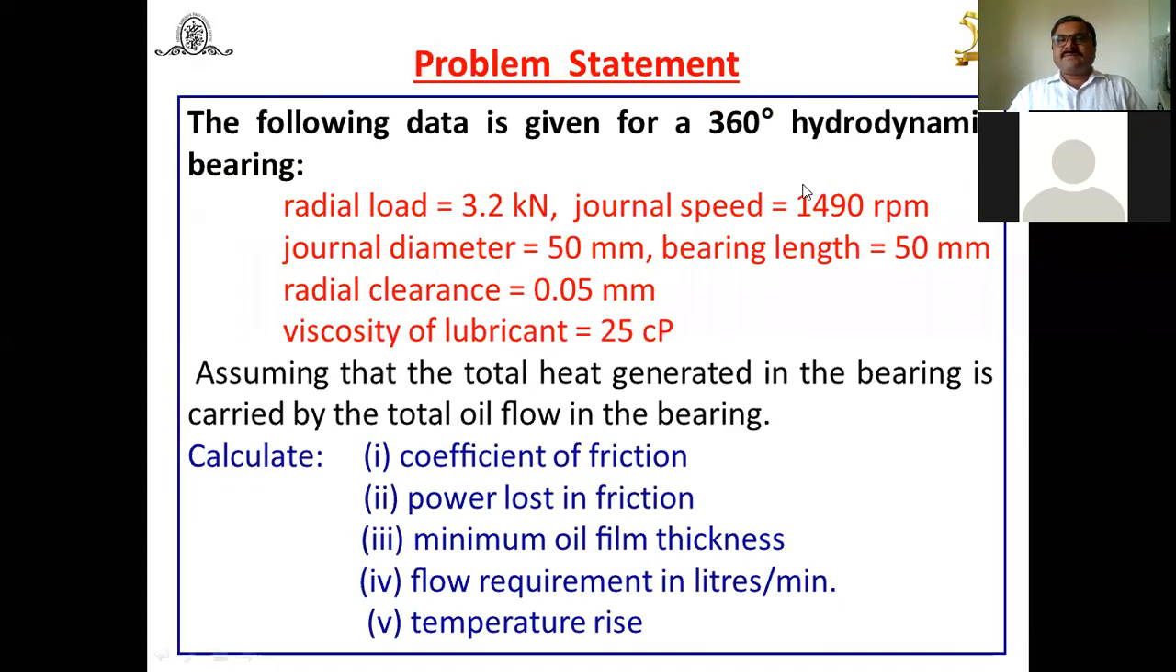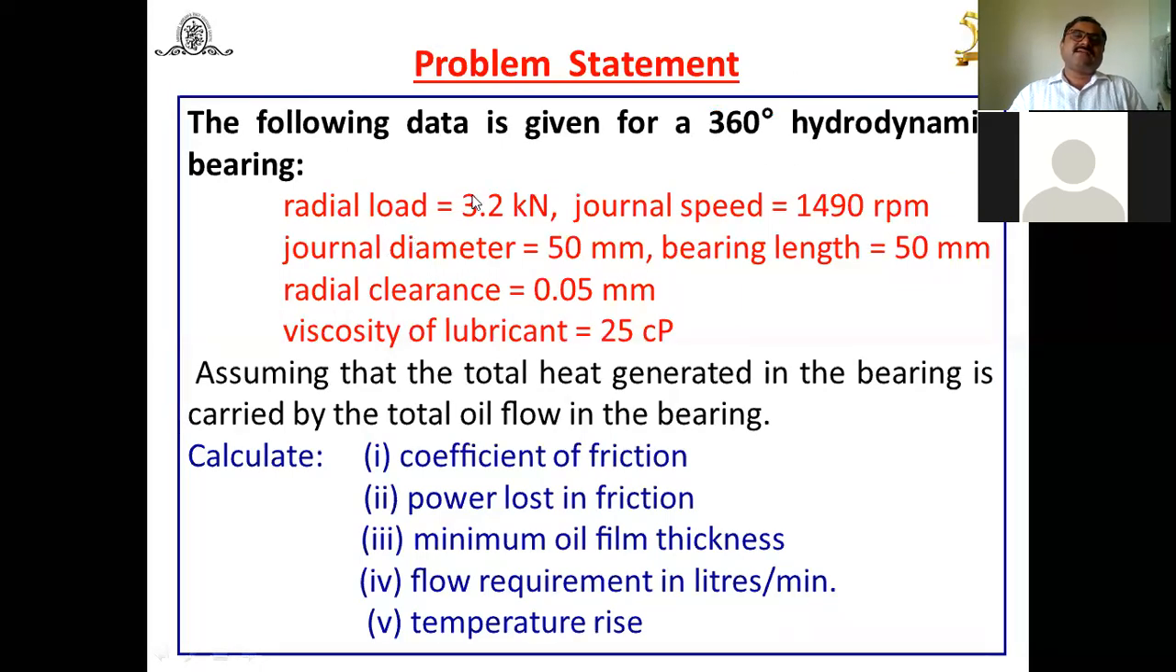Now the problem statement is here. The following data is given for a 360-degree hydrodynamic bearing. 360 means it's a full bearing. Try to understand, because in hydrodynamic bearings we have seen some partial bearings also. Partial means the 120 degree and 180 degree bearings, which just give support to the shaft or journal; it's an open bearing. But here the data is given for 360 degree, that means a full hydrodynamic journal bearing.